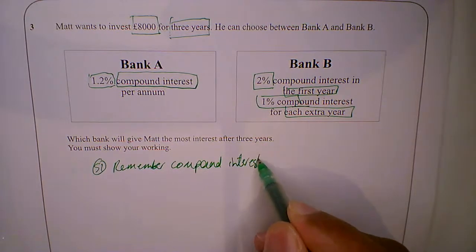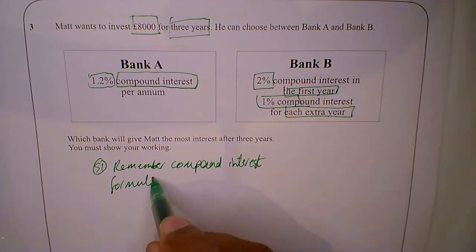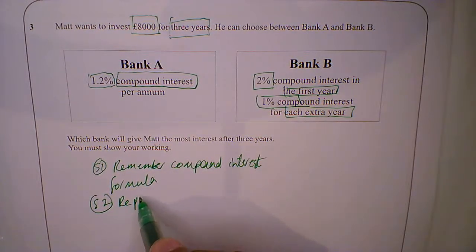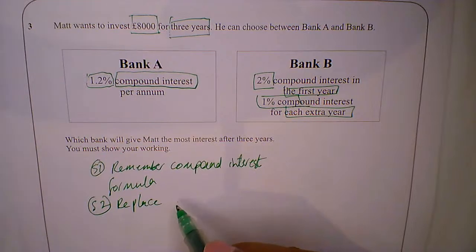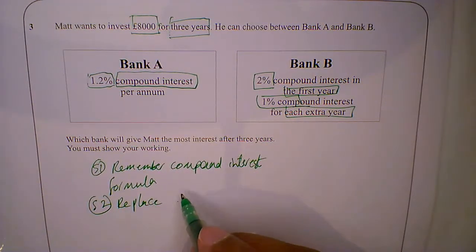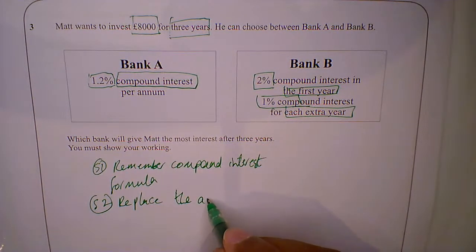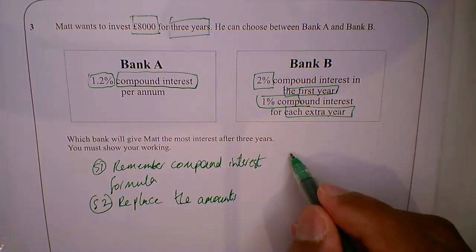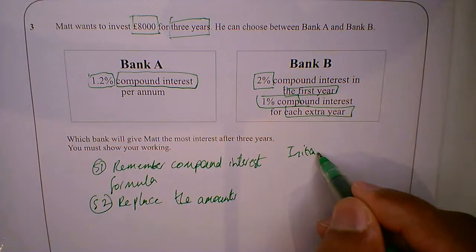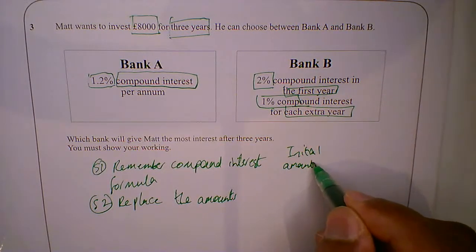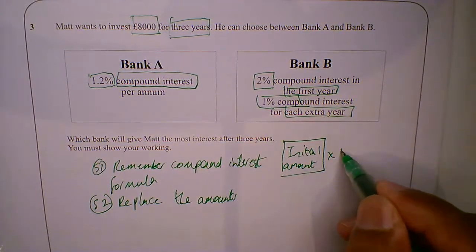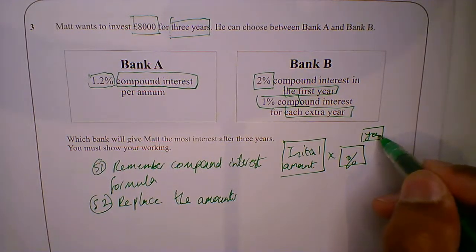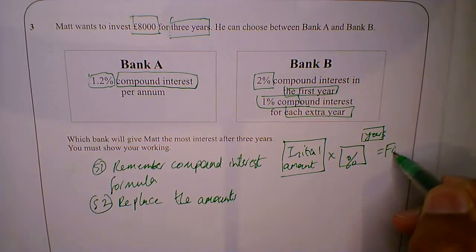So we need to remember our compound interest formula. And then step 2 is we replace the amounts. So our compound interest is our initial amount multiplied by our percentage raised to the power years, and that gives our final amount.